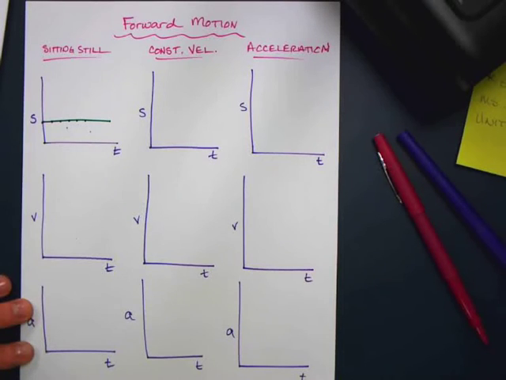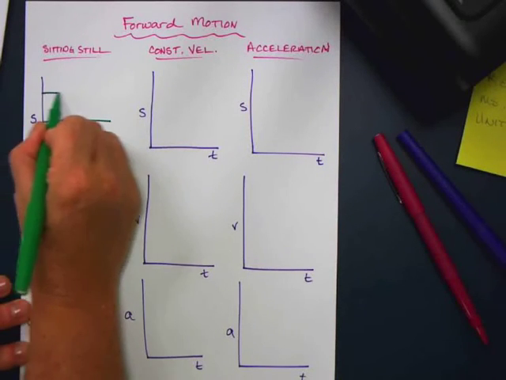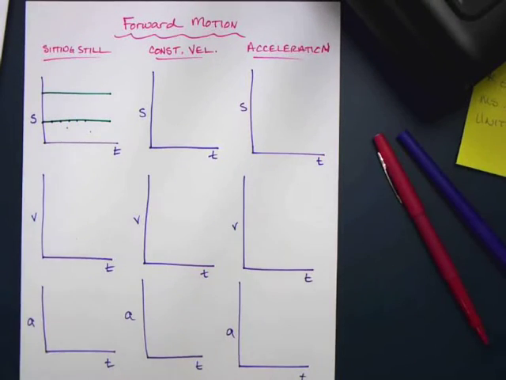If I pick a different starting position, again, 0 slope, horizontal line, and where that horizontal line lives just tells you what position the object is in, okay?